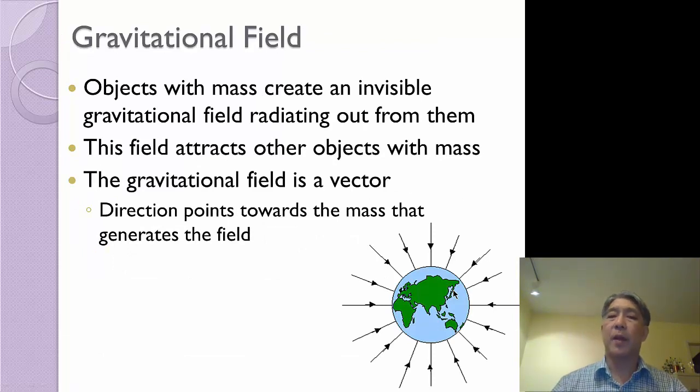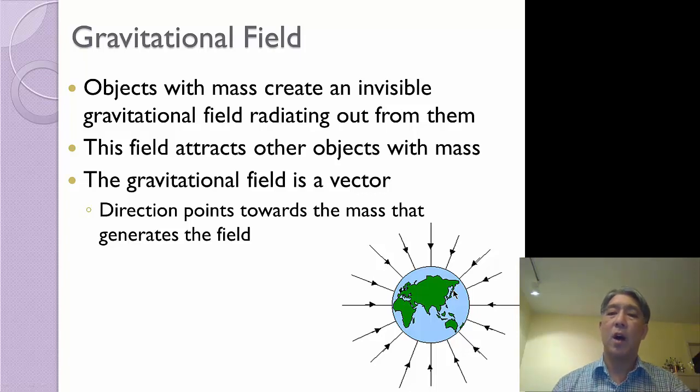Whenever I have an object with mass, okay, everything with mass creates an invisible gravitational field. It's not so much that it's invisible, but we basically model the area around it as being everything is attracted to that object. And that's what the level of attraction is called, the gravitational field. Okay, it's a vector, yes.